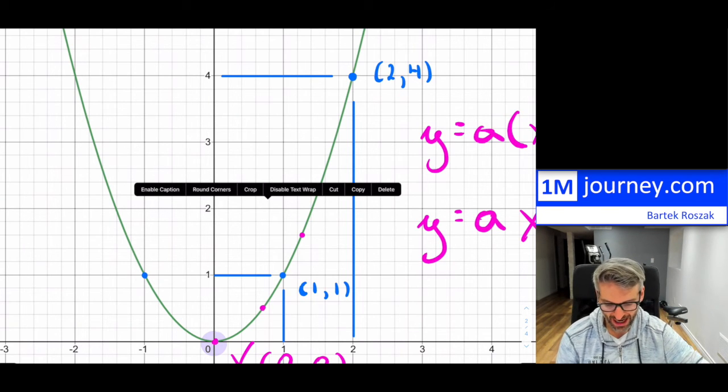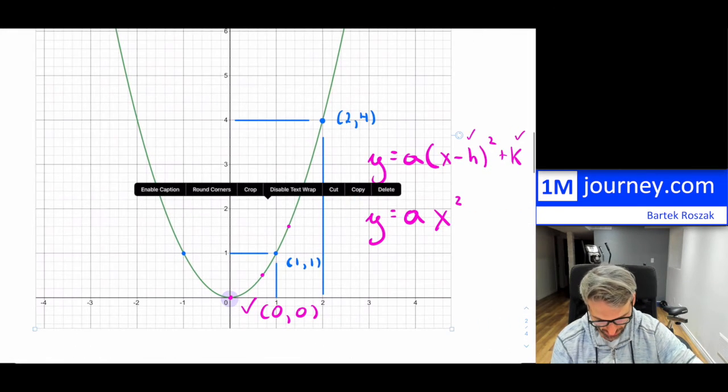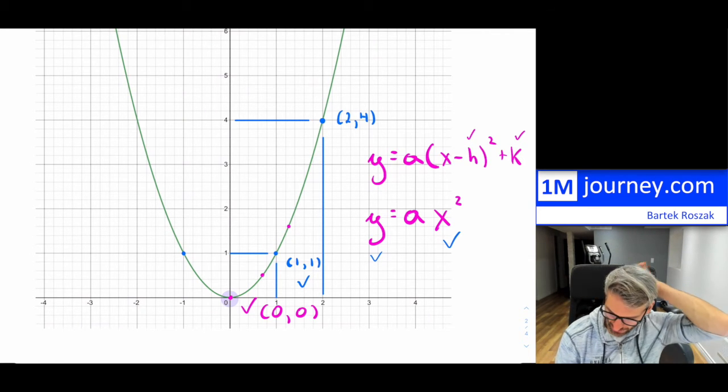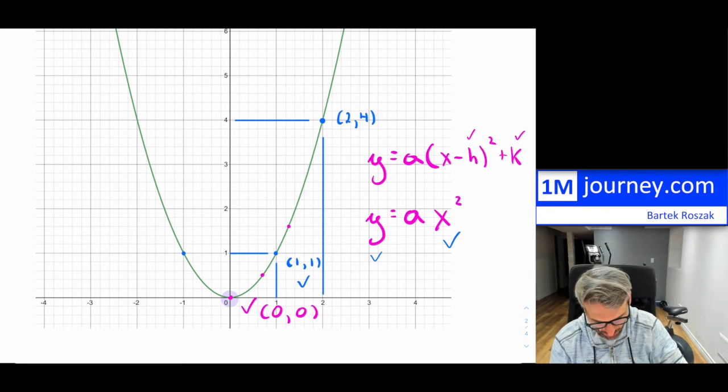But once you have a convenient point to work with, we basically substitute it in for x and then for y. I'm going to pick the easiest one, which is 1, 1. That's the one that I have right there, and that's the actual point that I'm going to carry.